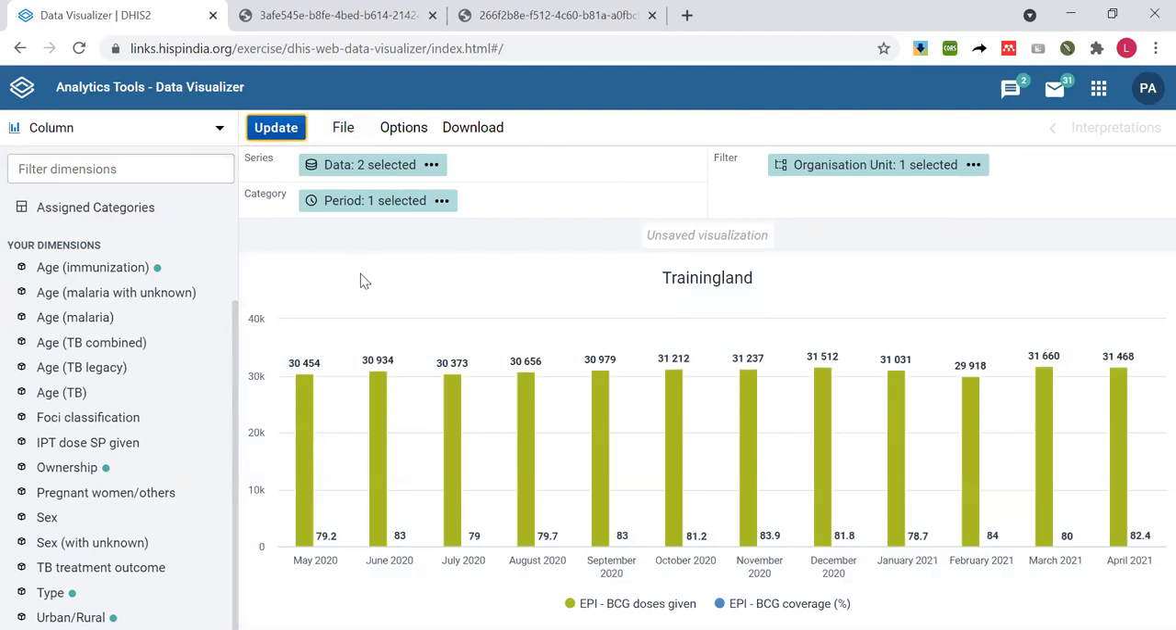And obviously, this is the simple output that I will get because the chart type I have selected is column. So what's the problem that you see here? What is the issue? Is this chart okay or is there a problem? Yeah, we cannot understand the bottom value of coverage, 79.2. Why does that happen? What's the reason it happens like that? Because percentages are quite low as compared to the actual figures of the doses given.